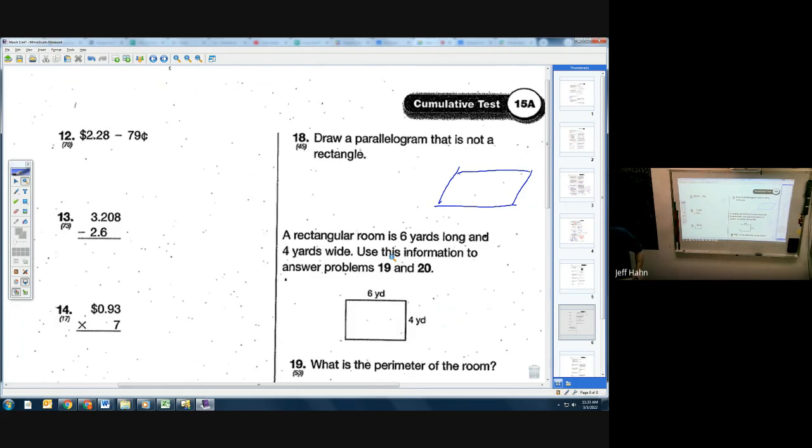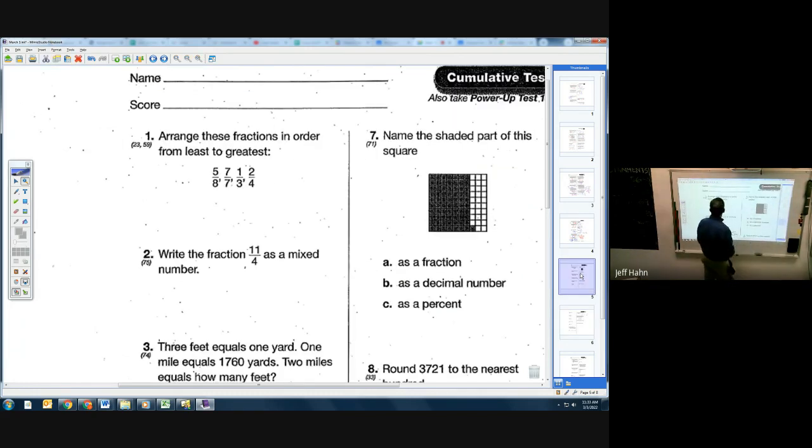Kelsey. Number 1, I always get mixed up on how to put them in the fractions. That's the question, Kelsey. Let's fix the problem right now.